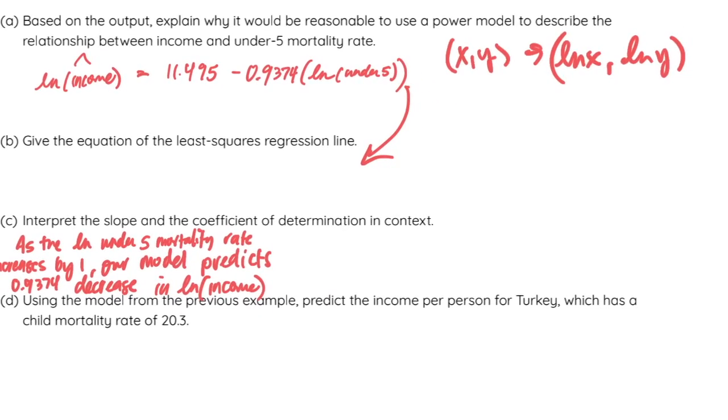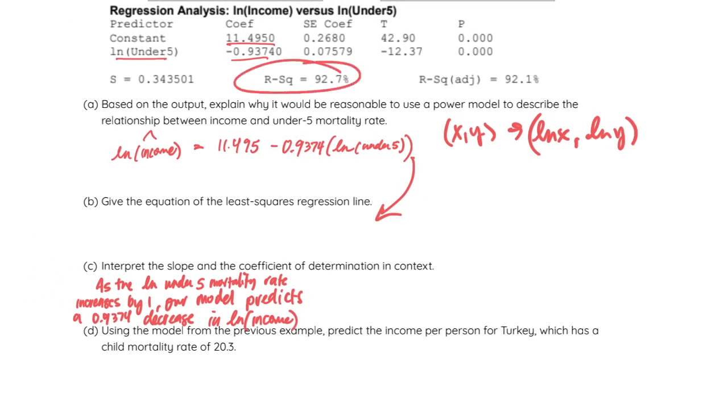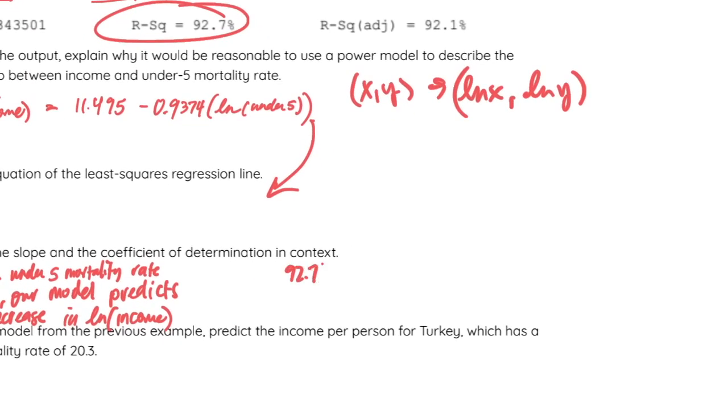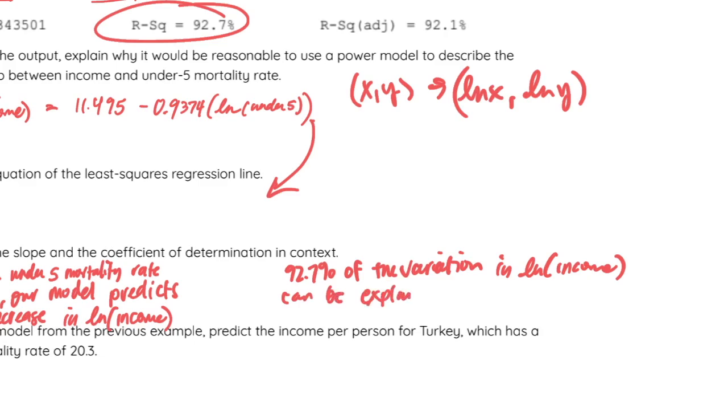Okay, coefficient of determination is r squared. They gave us the r squared value is 92.7. So that means that 92.7% of the variation in natural log of income can be explained by a linear relationship with natural log of mortality rate under 5.